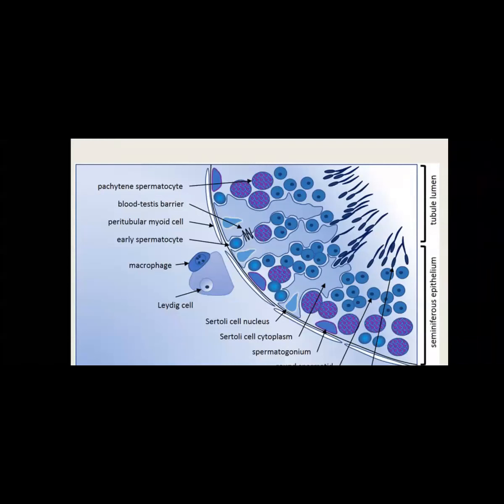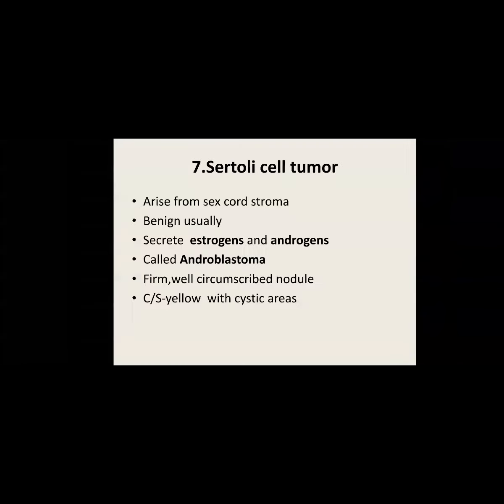The tumors which arise from these cells are called Sertoli cell tumors. They are usually benign in nature and secrete estrogen and androgens. Hence, they are also called androblastoma. So, how will they present? They will present grossly as a well circumscribed nodule with yellow and cystic areas.